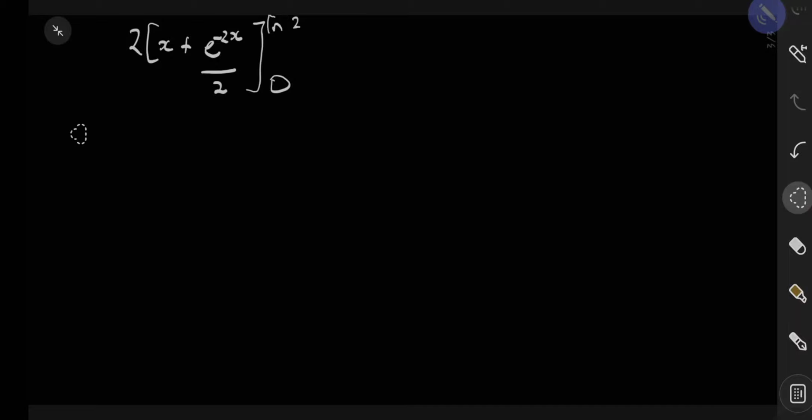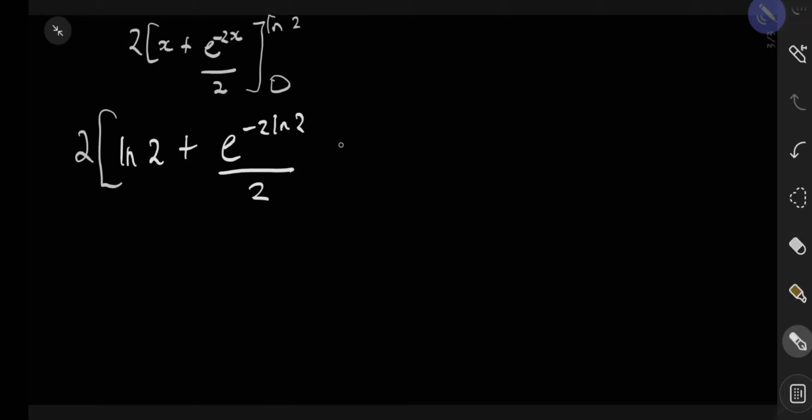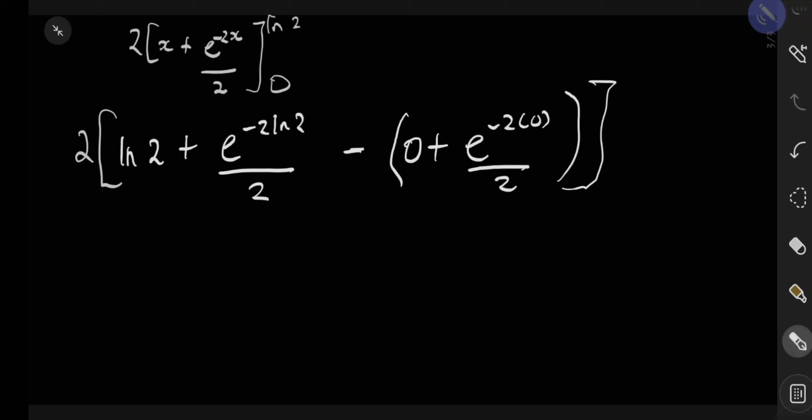So here we have 2x plus, here x is our natural log 2, so let's use natural log 2 plus e raised to power minus 2 natural log 2 all over 2, our subtraction. Then we'll do this again. We have x is 0 plus e raised to power minus 2 times 0 all over 2. So this is what we're going to resolve.